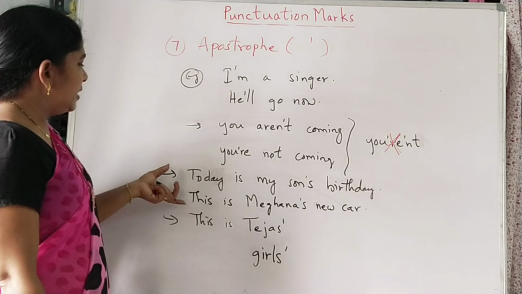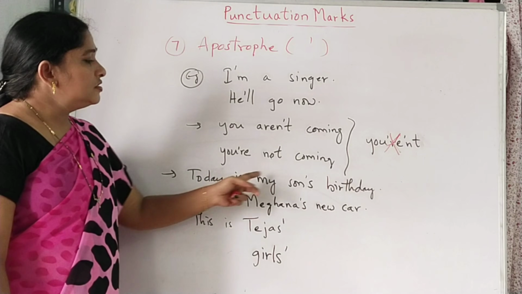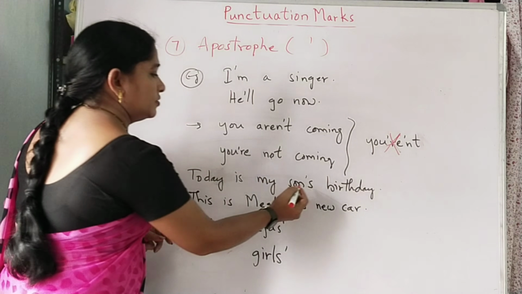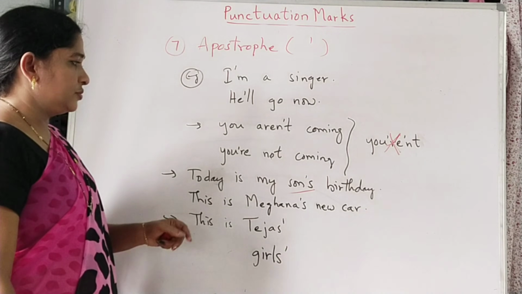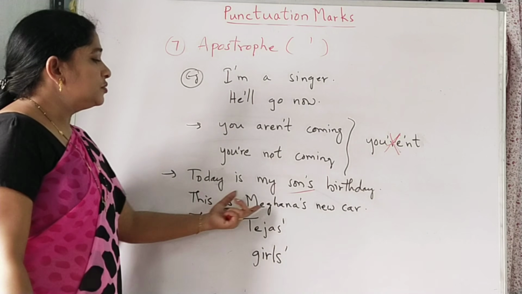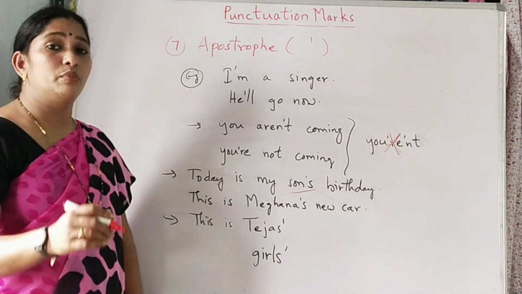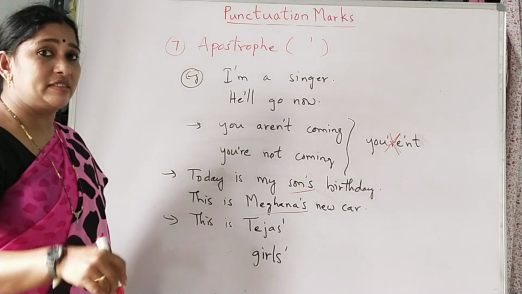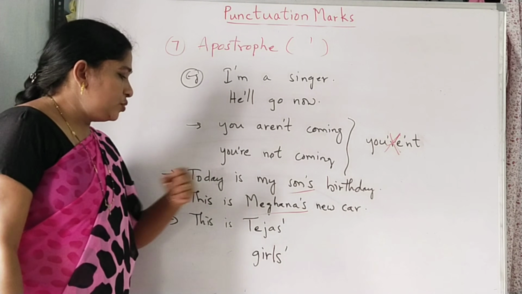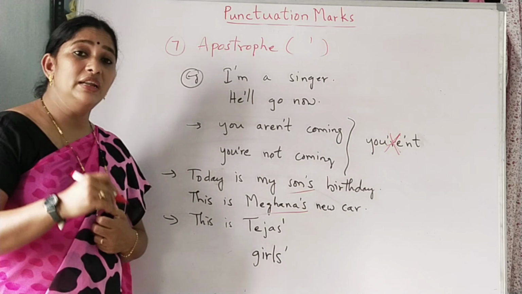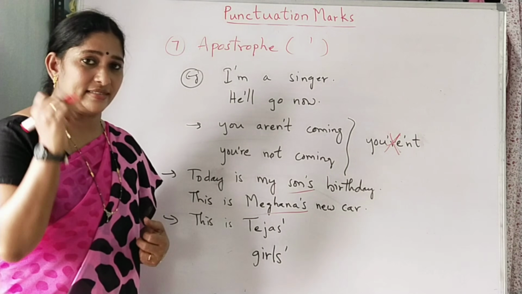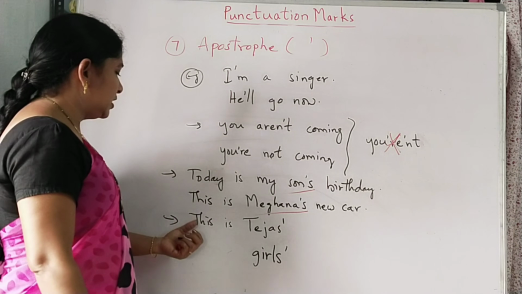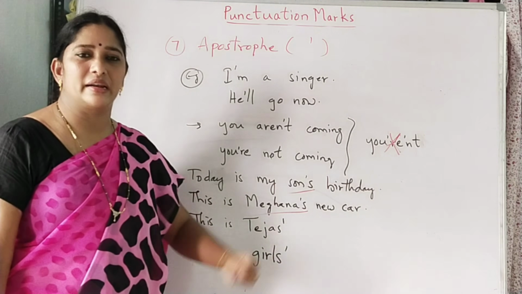Wrong method. And if we see the next one here, today is my son's birthday. Son's birthday, son yokka. So in these situations we can use an apostrophe there. This is Meghna's new car. Possessing. Okay? Possessing something. Meghna's. So in these situations, when a word ends with the last letter S, how should you use it here? This is Tejas' car, let's say.